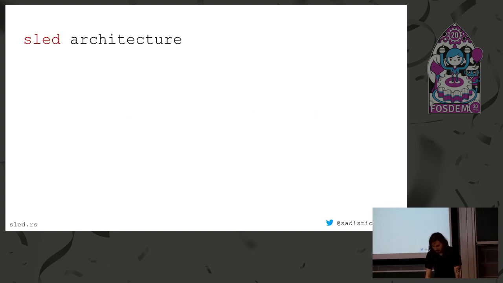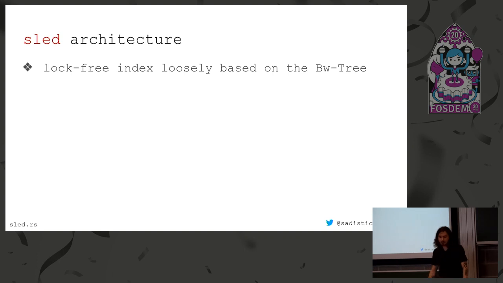Cool. How does it work? Basically, it has a lock-free index that maps from keys to locations on disk or memory. This is how we look things up. It's loosely based on the Microsoft Bw-tree.